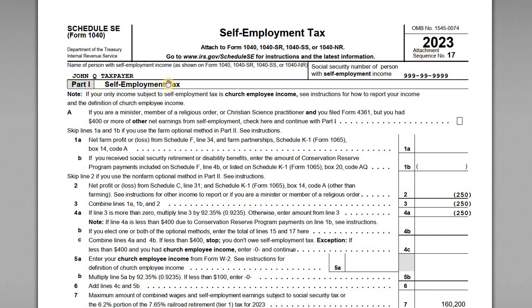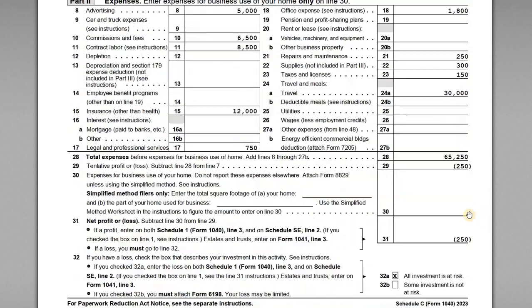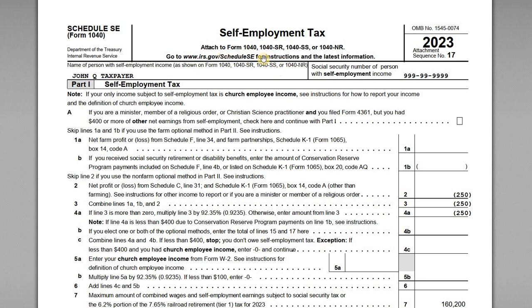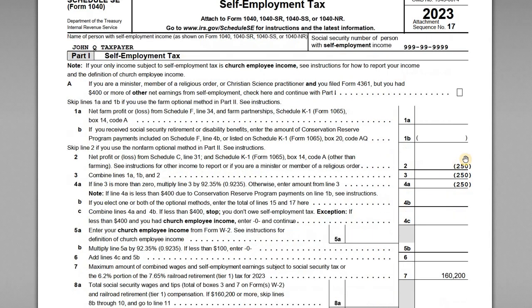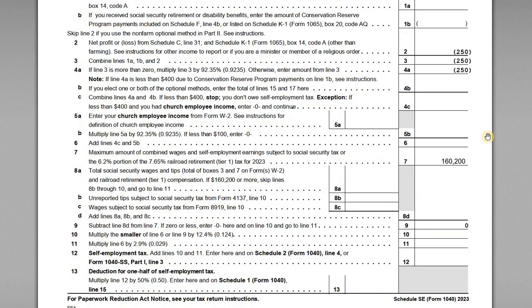So in this sample Schedule SE and tax return, the Schedule C business for the taxpayer results in a net loss at the end of the year. So they have a minus $250 loss, and so their Schedule SE for self-employment income works with a minus $250, which ultimately means they owe no self-employment tax, right? So on lines 12 and 13 down here, we have no self-employment tax calculated, and we have no deduction for 1/2 of any kind of self-employment tax because it's zero.